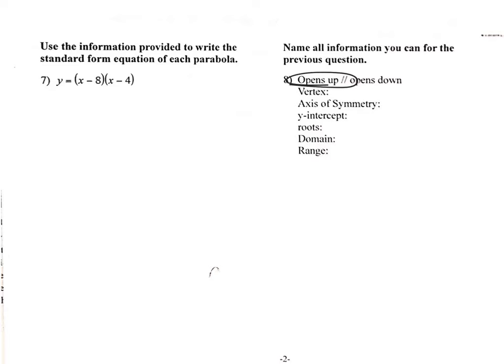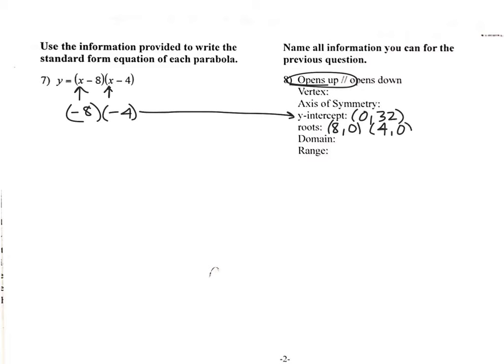Remember, the y-intercept is we're plugging in 0 for these x's. So that's 0 minus 8, which is negative 8, and 0 minus 4, which is negative 4. So that's going to give me that my y-intercept here is positive 32. So I'm going to name that 0, 32. The roots are what's easy from this equation. They're just opposite of what we see. So these roots are going to be positive 8, 0, and positive 4, 0.